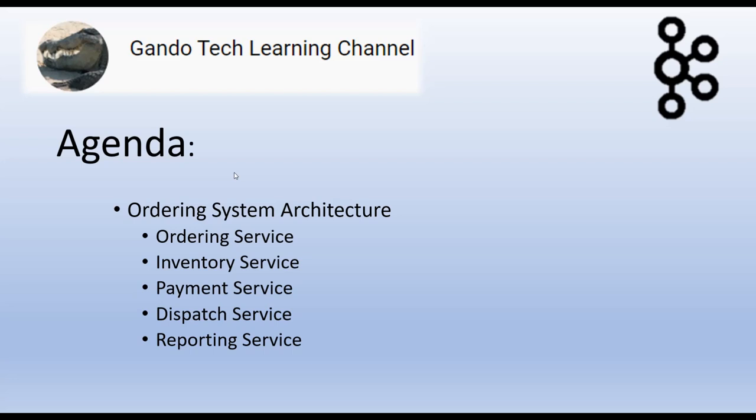So this case study is a scaffolding of using Kafka and microservices. By watching this video, you can easily expand or extend this example to a commercial application or system. As part of this ordering system, we will have the ordering service, an inventory microservice, a payment microservice, a dispatch microservice, and a reporting microservice. Just to let you know, as I said, this is a scaffolding microservices architecture.